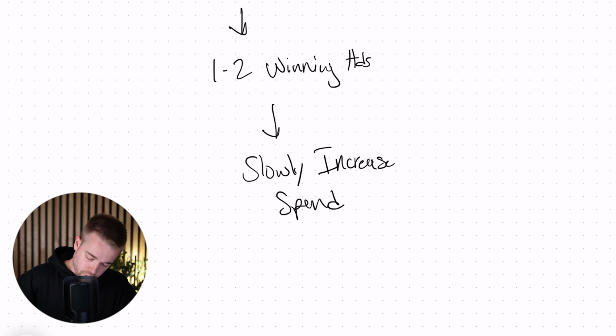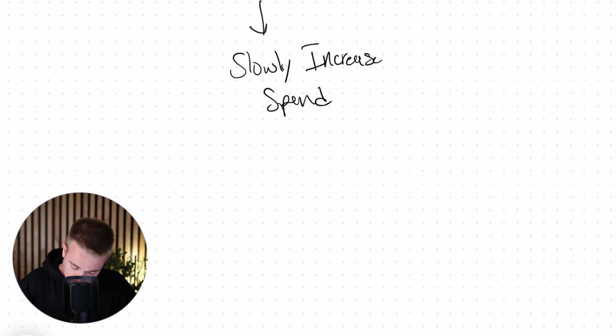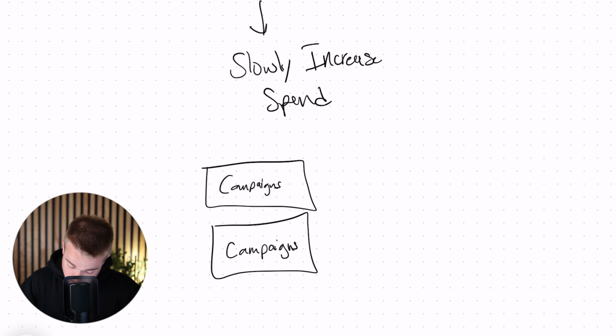So from here, once we find those 1 to 2 winning ads, we separate those into their own campaigns. And these are the campaigns. And then on this, we may go to $40 a day, all while monitoring a couple of different metrics here. Typically what we monitor are a couple of different things.